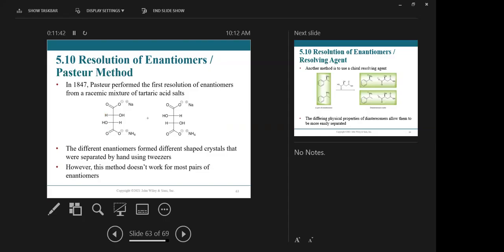It said Pasteur performed the first resolution of enantiomers from a racemic mixture of tartaric acid salts. And they call them salts because you have a negative and a positive, and a negative and a positive here. The different enantiomers formed different shaped crystals that were separated by hand using tweezers. So he separated out stuff using tweezers, but there are more sophisticated methods, though you still can do that.